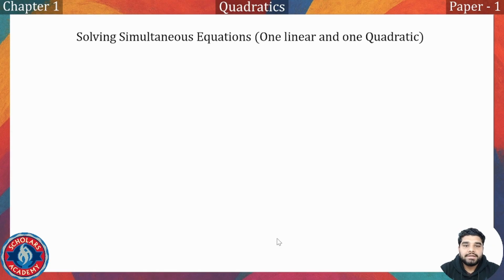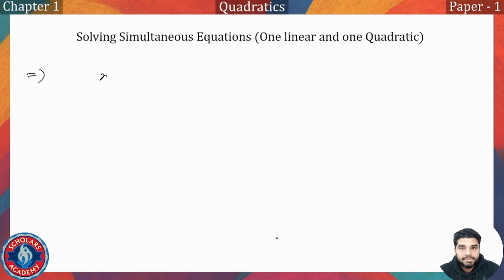Up till now what we did is we found the ways of solving quadratic equations, and we did different methods: factorization, completing the squares, and using the quadratic formula. Now we are moving forward and studying how to solve simultaneous equations of one linear and one quadratic. So it means we'll solve two equations together.